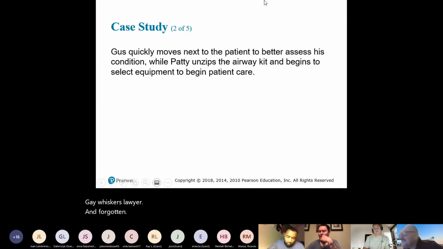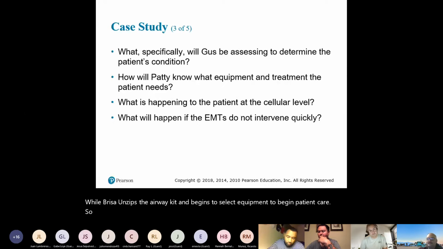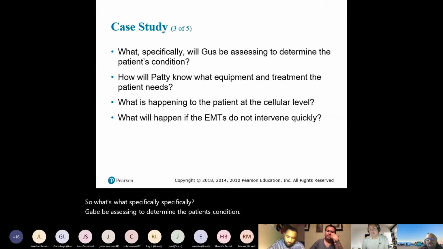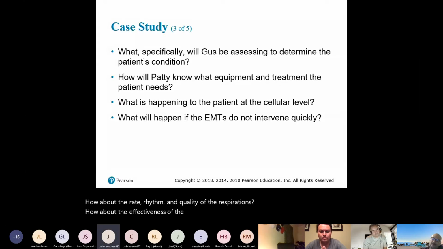All right, so Gabe quickly moves next to the patient to better assess his condition, while Brisa unzips the airway kit and begins to select equipment to begin patient care. So what specifically will Gabe be assessing to determine the patient's condition? How about a respiratory rate? How about a pulse ox? How about the rate, rhythm, and quality of the respirations? How about the effectiveness of the respirations? How about lung sounds?